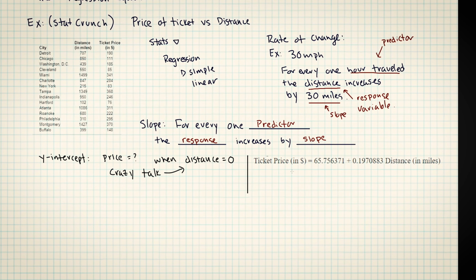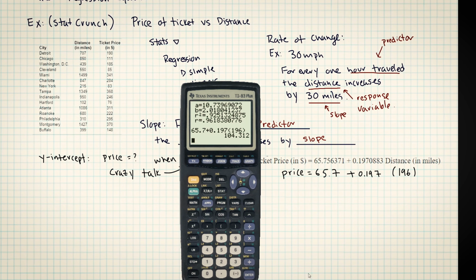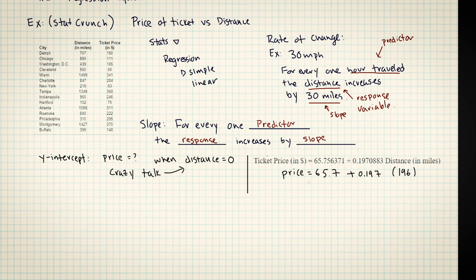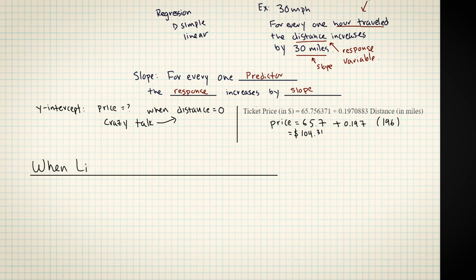Okay, so I'm going to just jump back and look at the regression equation that we got, and they're asking us to predict the ticket price, and then they're giving us the distance. The distance that they gave us was 196 miles, so all I need to do is just plug that into the equation, and I got $104.31.